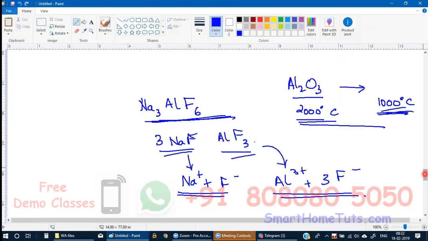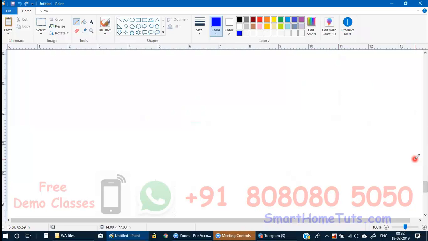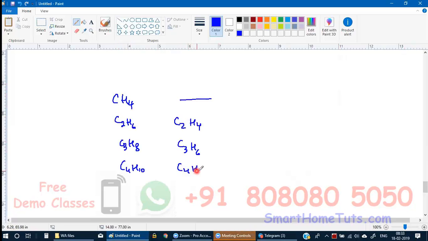The first four compounds, methane, ethane, propane, butane, all four of them will be gases at room temperature. In the alkene part also, all these will be gases.